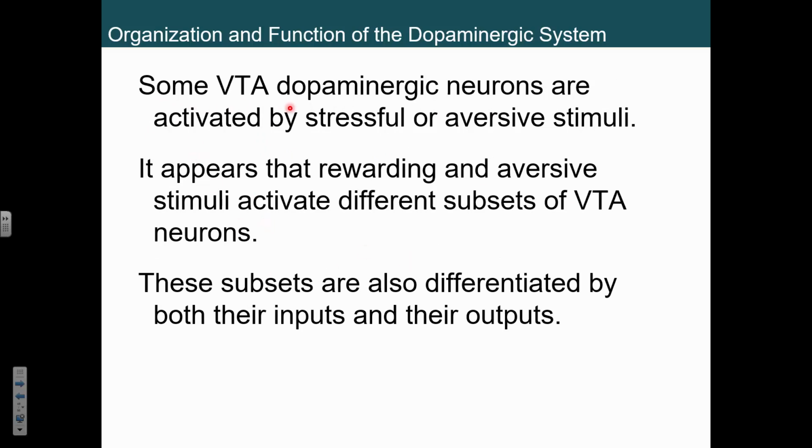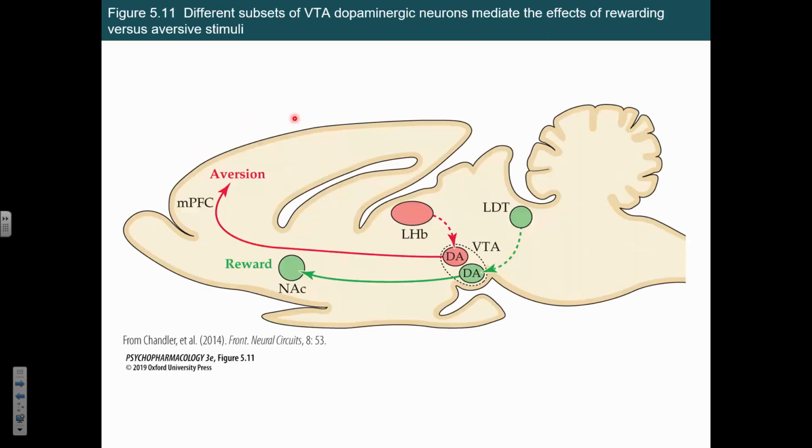There's your VTA. We talked about that a little bit. Again, this is that reward pathway, right? If you get your medial prefrontal cortex involved, that's the part that tells you that you probably shouldn't do things, right? So they can get an aversion involved.